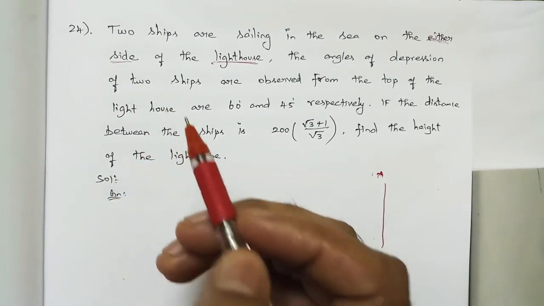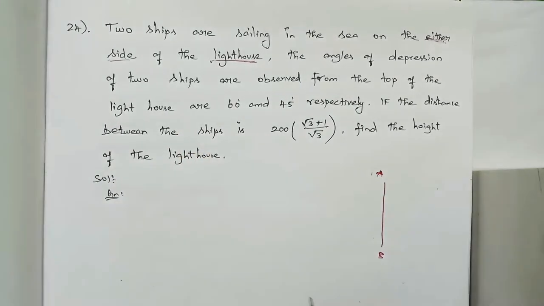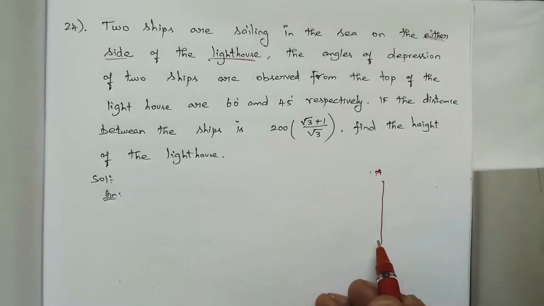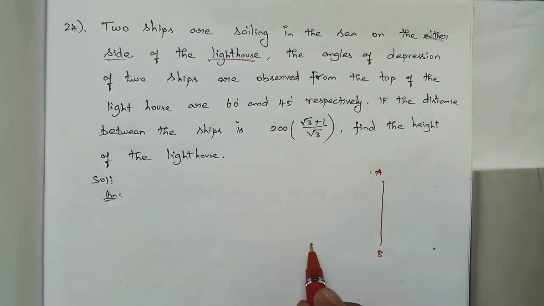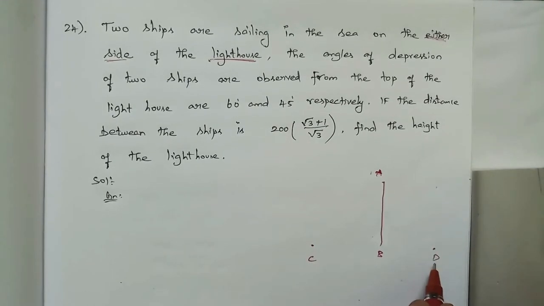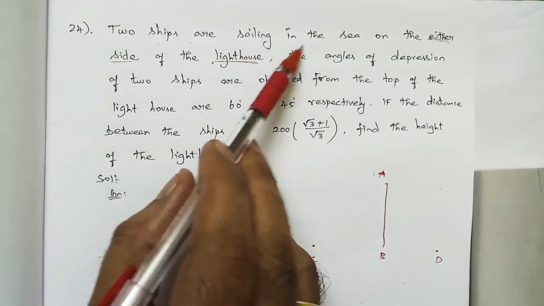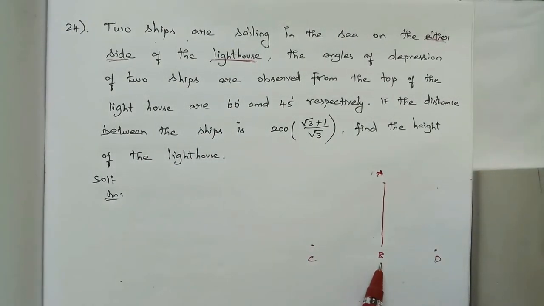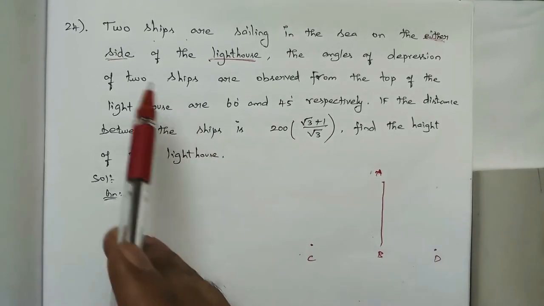Same side means both ships are on the same side. Either side means opposite sides, right? So from the top of the lighthouse, one ship is on this side, another ship is on this side, right? I'm taking ship one as C and ship two as D, right? Two ships are sailing in the sea on either side of a lighthouse. AB is the lighthouse, and C and D are the ships on either side, right? Both are on either side of the lighthouse.